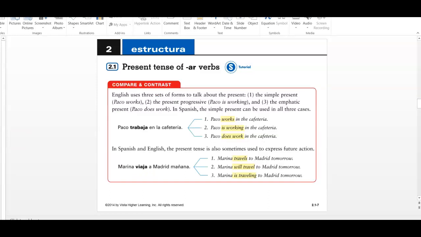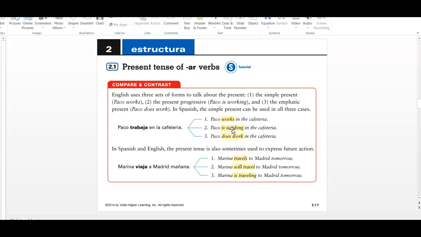These are all forms of the present tense. In English, there's three forms: the simple present, the present progressive, and the emphatic present. Okay, in Spanish, we have one sentence that can be used for all these cases. Okay, so if I say Paco trabaja en la cafetería, the actual literal translation would be number one, Paco works in the cafeteria. Okay, but it is understood we can use it for these other two sentences.